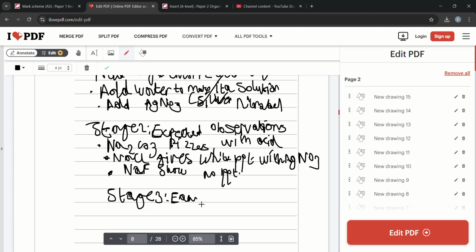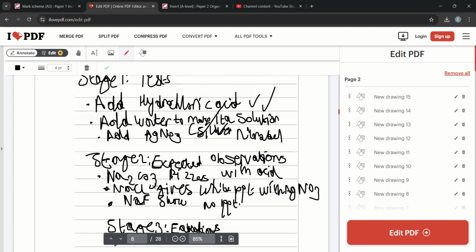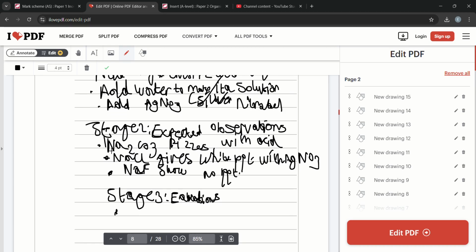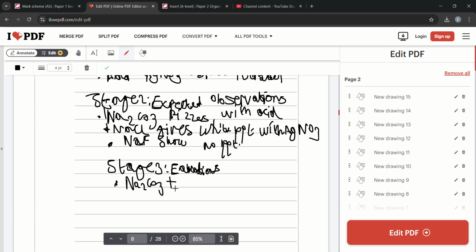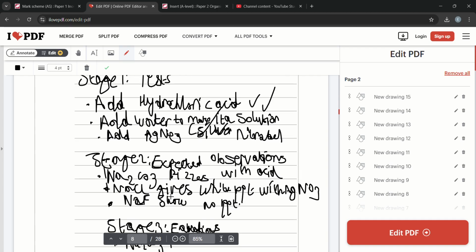And then stage 3, equations. Well, we know NaF shows no precipitate, it's not going to react, no color change, so we're not going to have an equation for that. We're going to have an equation for Na2CO3 and NaCl. So it's going to be Na2CO3 plus an acid.